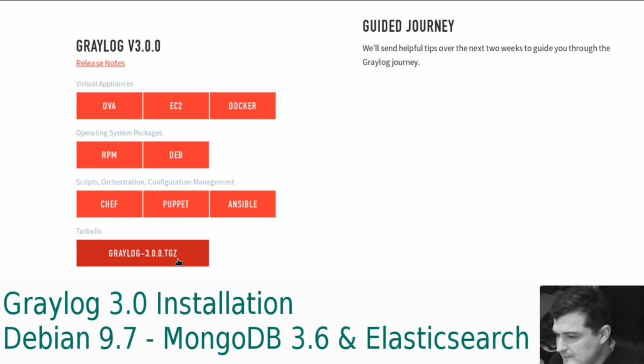Tarball is for probably slightly more what I would describe as kind of hardcore Linux users that would make the program themselves. These two are the nice ones here. RPM would be for CentOS, Red Hat, Fedora, and Deb is for Debian-based systems, Debian, Ubuntu. Now, in order to do this, I'm going to go for the Deb installation. We're also going to have to install MongoDB and Elasticsearch 5.